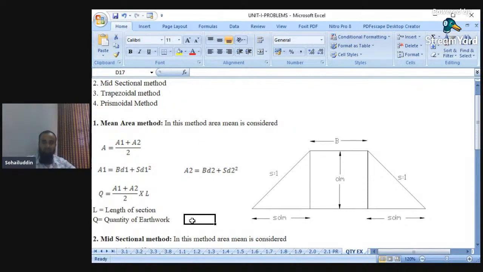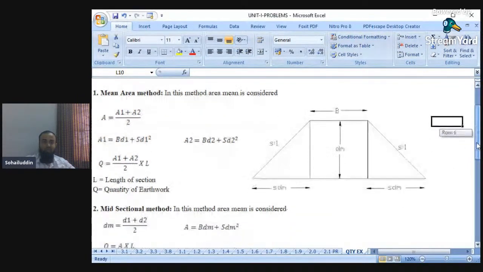that is, in cutting and filling by the first method, the mean area method, in which we are only finding out the mean area. We are taking the mean area of the trapezoidal sections.